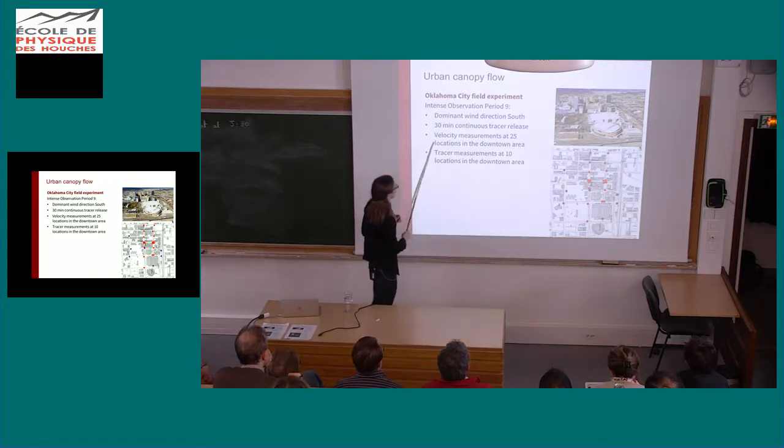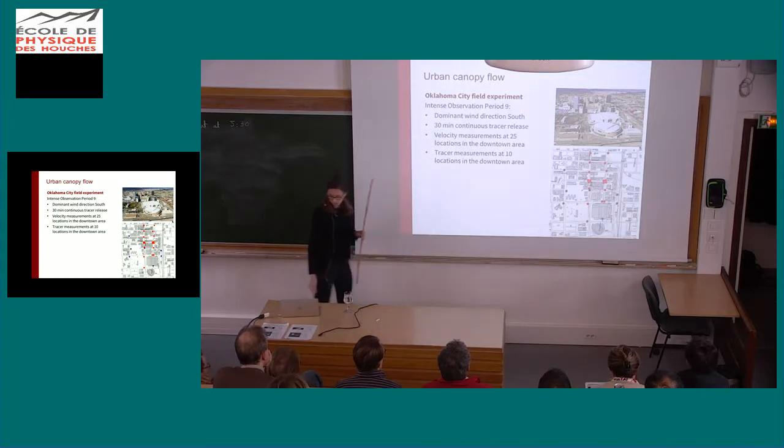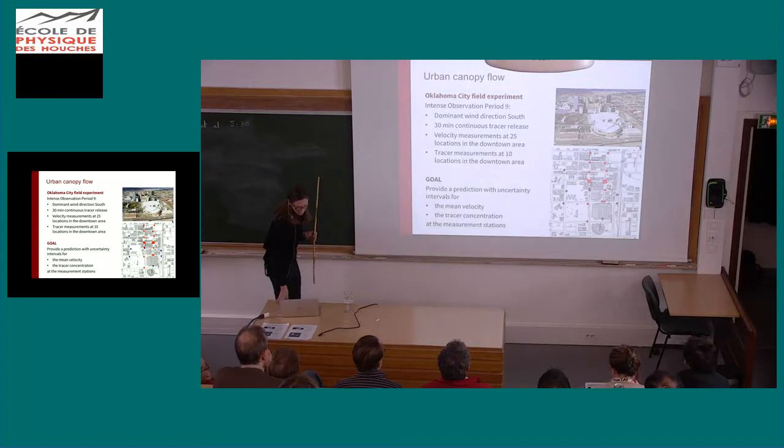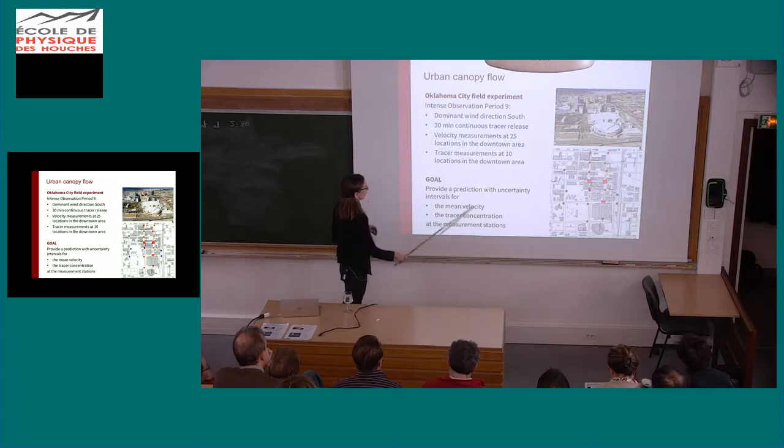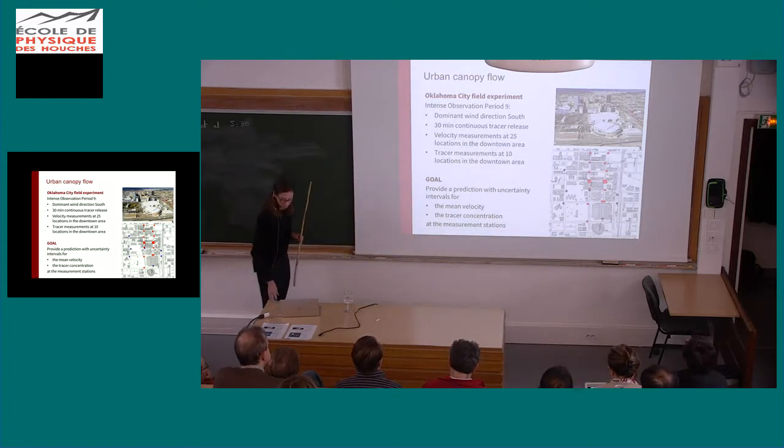They have velocity measurements at 25 locations and tracer measurements at 10 locations. This study focused on providing a prediction with uncertainty intervals for the mean velocity and the tracer concentration at the measurement stations. I'm going to focus on the tracer concentrations here only, just to save some time.